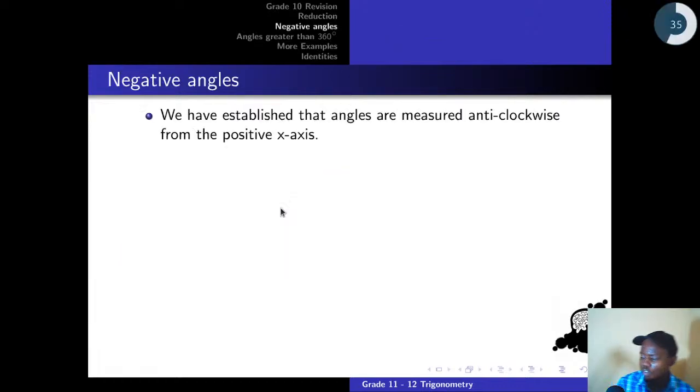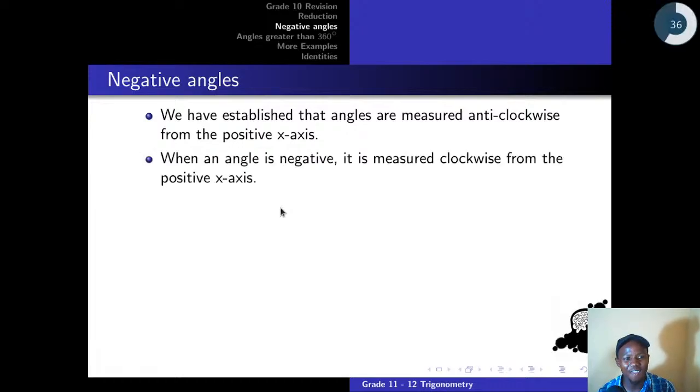Now, so far, we've been working with positive angles. In fact, even in your grade 10 exams, you are only working with positive angles. However, it is possible for us to also have negative angles. Remember we said that when we go in the clockwise direction, we're moving in the negative direction. Therefore, when an angle is negative, it always lies in the fourth quadrant. Please take note of this.